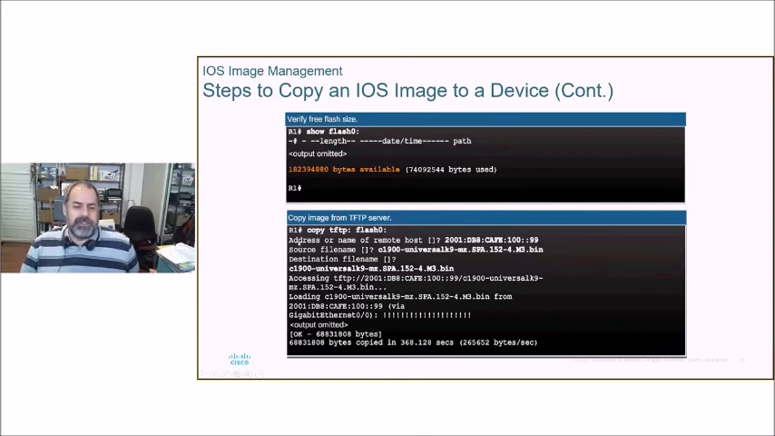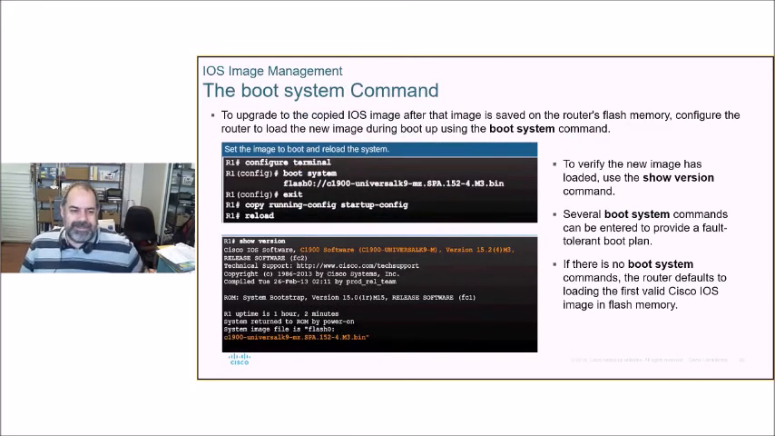So, copy TFTP to flash. You supply the IP address of the remote machine, the file you wish to transfer, and what you want to save it as, and it will transfer it down and then store it on your flash area. If it's the only iOS file on there, it will boot from that quite happily. If you've got more than one, you can do boot system commands to control the order in which they try operating system files. This is what's coming now: boot system flash 0, and then you specify the file name, and that will be saved in the config file.